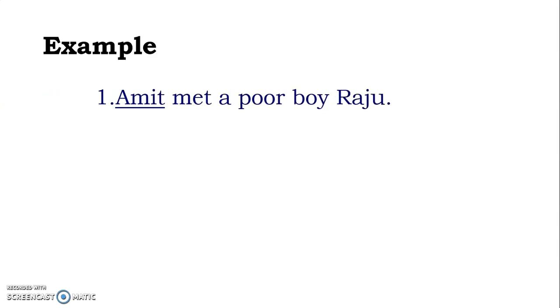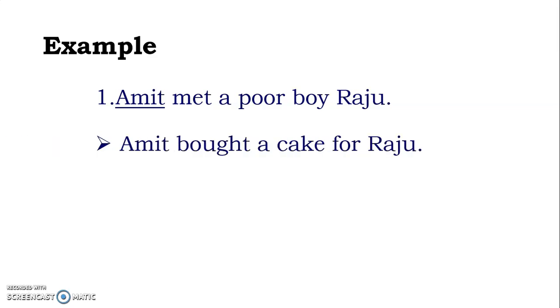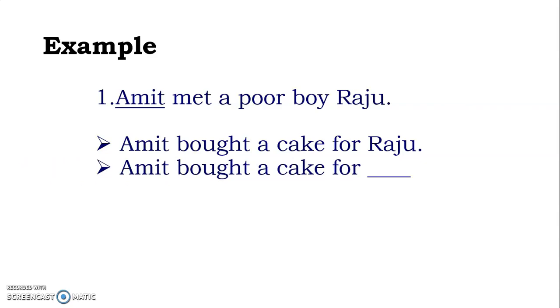Let us see some example now. Amit met a poor boy Raju. Amit bought a cake for Raju. So what pronoun will I use over here in place of Raju? So Amit is a subject and Raju is an object, and both are two different people. So the answer will be Amit bought a cake for him.